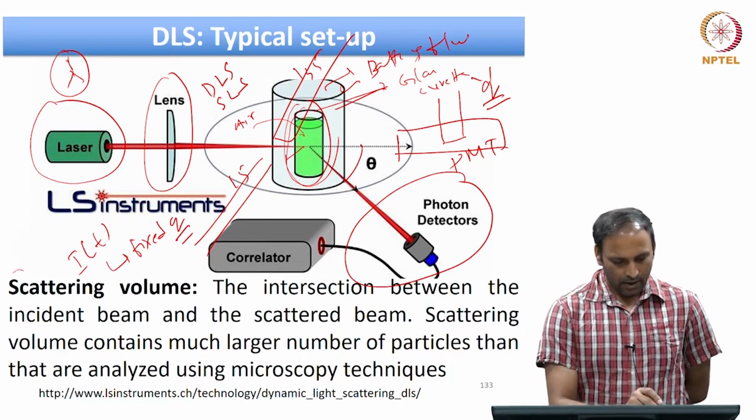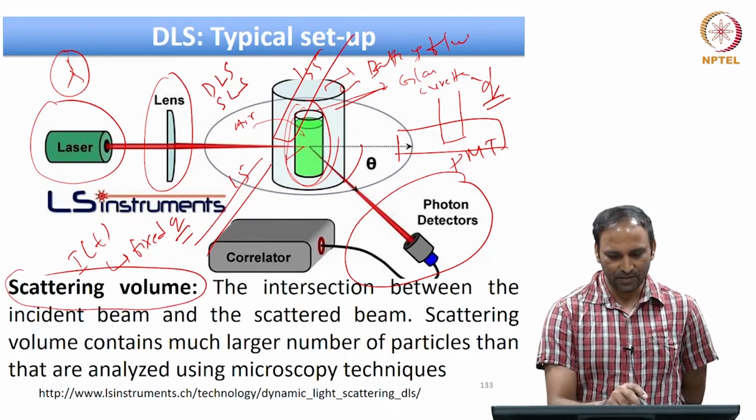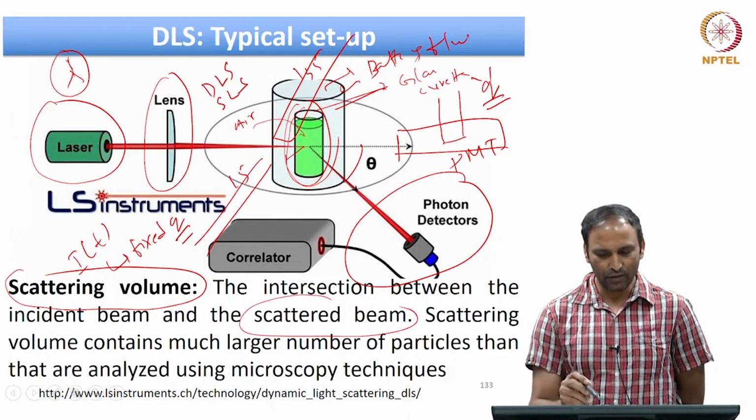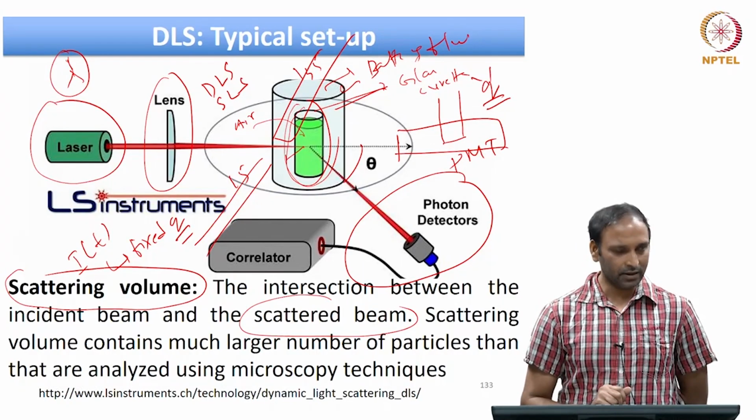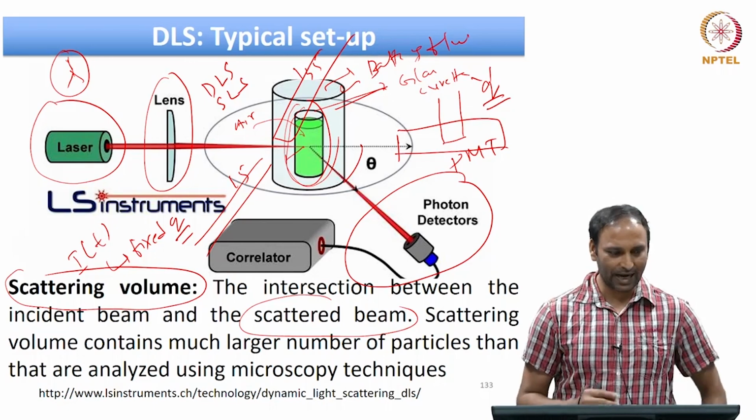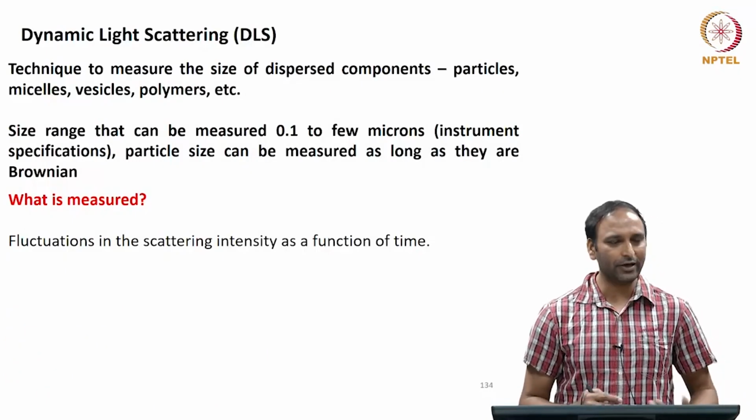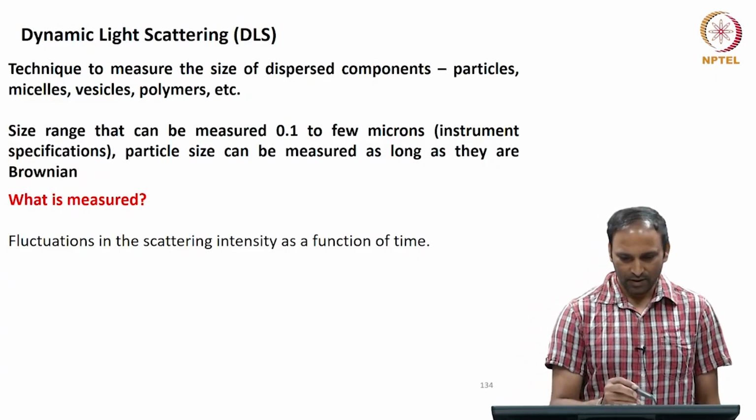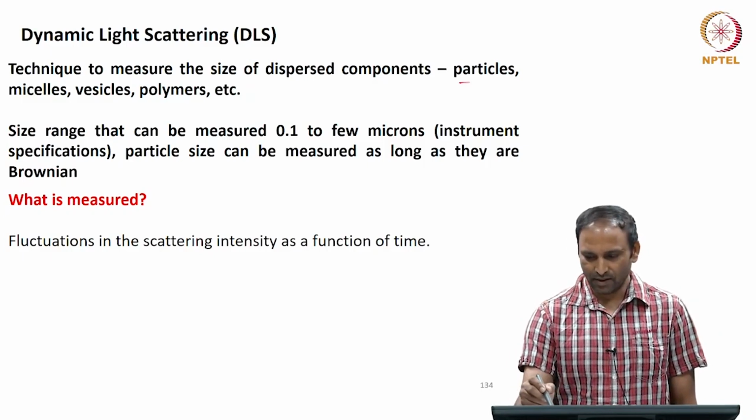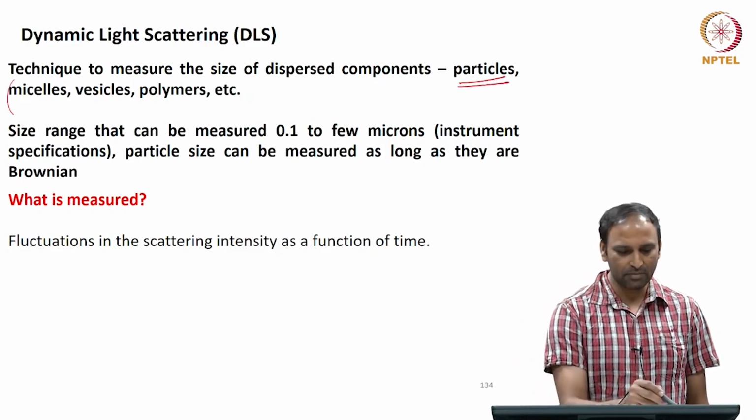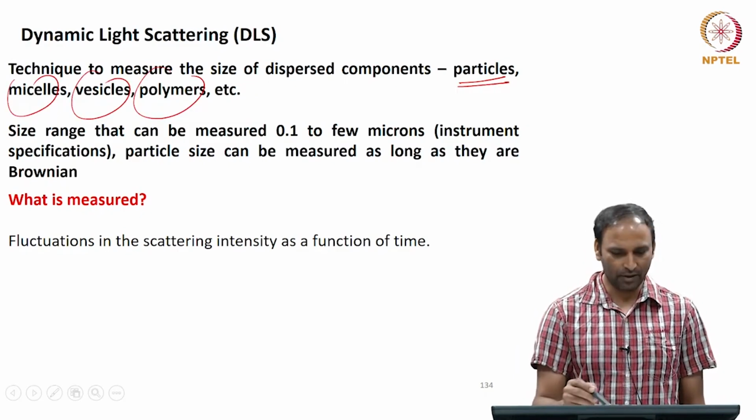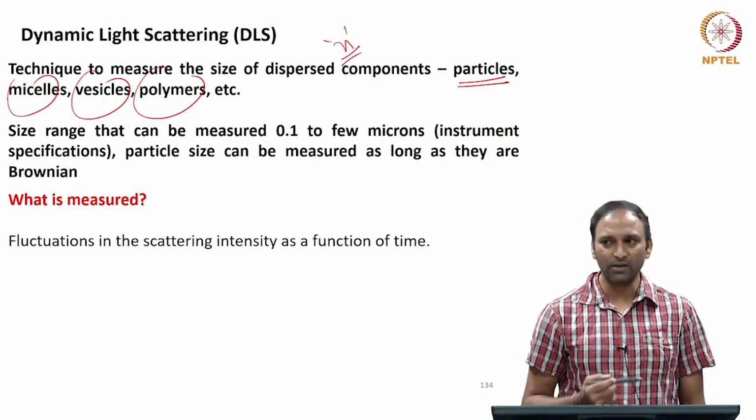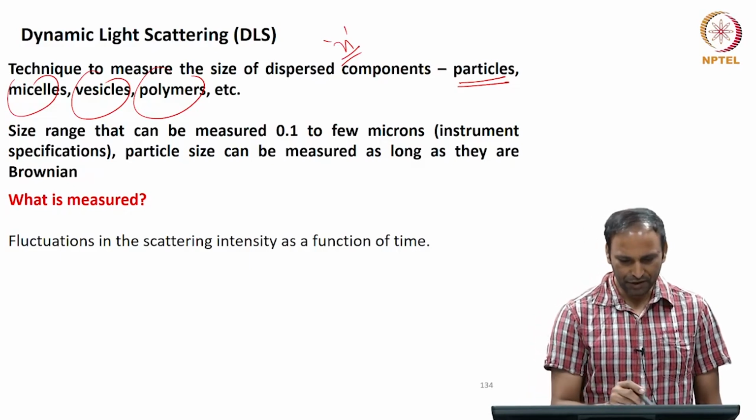And I mentioned something about the scattering volume. The interaction of the incident beam and the scattered beam gives you what is called a scattering volume, and unlike microscopy based techniques, this scattering volume will have a large number of particles. Therefore, you get a better average of the size of the particle. I have mentioned this already: you can measure the size of particles, micelles, vesicles, polymers, name it. The only thing is there should be enough refractive index difference between the dispersed phase and the continuous phase.